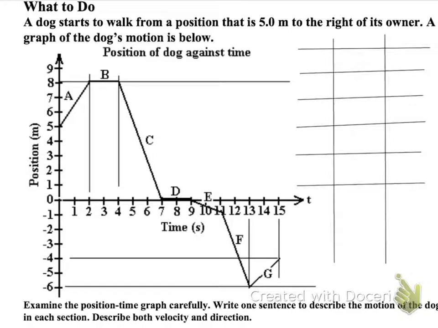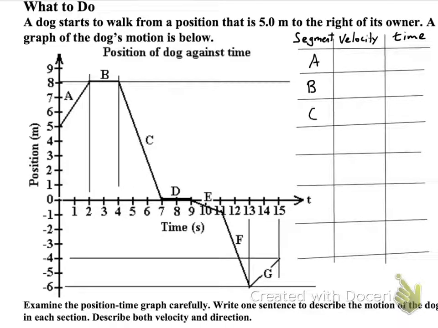So I'm going to create a little table here. I'll have my segments. I want to look at the velocity of each segment and then the time frame of each segment. That way when I'm trying to make my velocity time graph, I have my velocities and I have the times that it was going that velocity. So let's break it down into the segments. We got A, B, C, D, E, F, G.